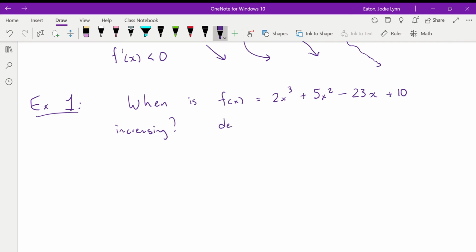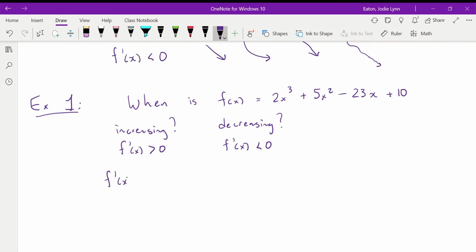And where is it decreasing? So our answers are going to take the form of intervals. And since this function is defined for all real numbers, it's probably going to take the form of infinite intervals. So what we want to know, for increasing, is where f prime of x is greater than 0, and for decreasing, where f prime of x is less than 0. So probably the first thing we should do is find f prime of x.